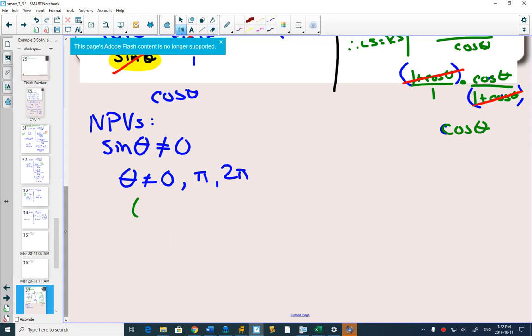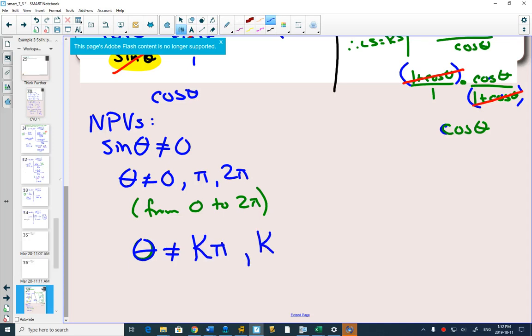Here, I'll just write. These are your answers from 0 to 2 pi, but the question is asking to list all the non-permissible values. That would be a general solution. So we would say that theta cannot equal, I can combine all of those together by writing k pi.